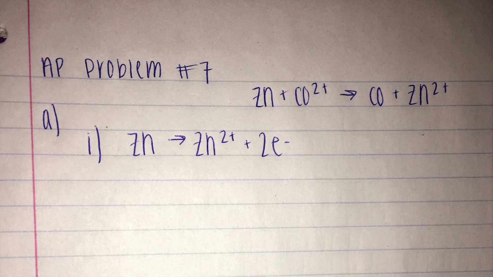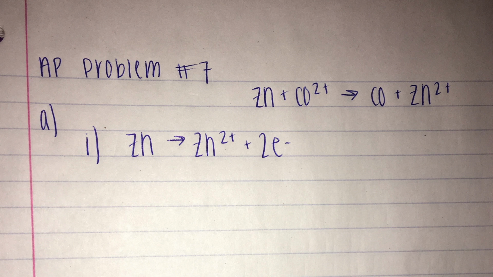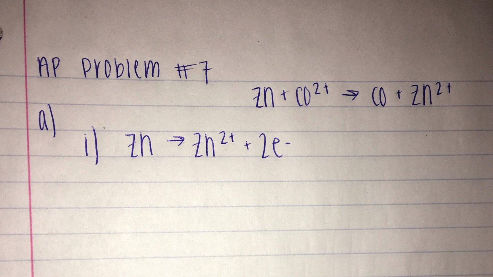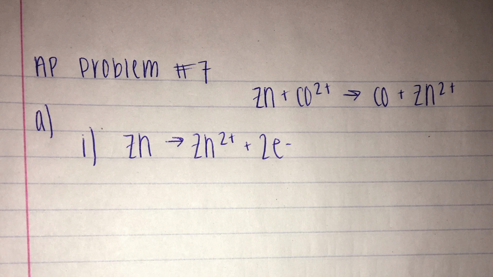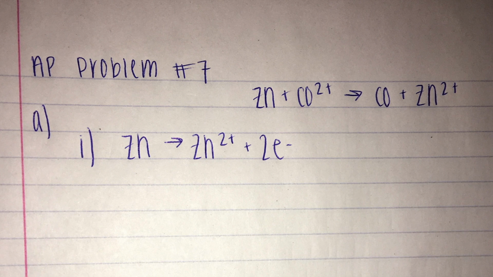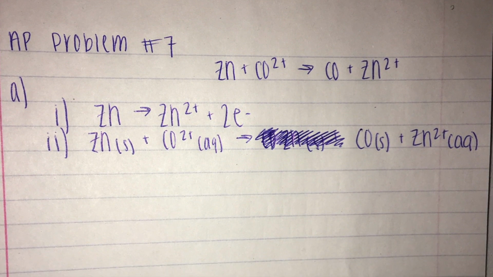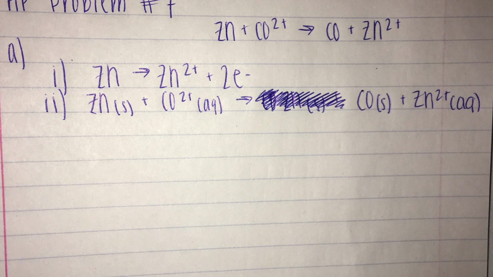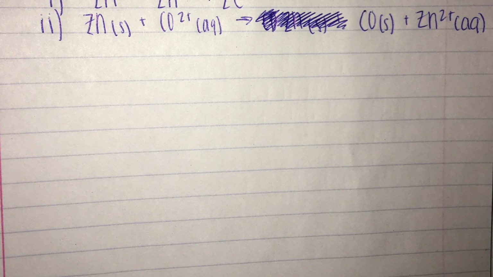The balanced oxidation half reaction is zinc solid forms zinc 2 plus ions plus 2 electrons. Cobalt 2 plus ions gain 2 electrons to form solid cobalt. So solid zinc loses 2 electrons and becomes zinc 2 plus ions. So the balanced net ionic equation for the overall reaction is solid zinc plus cobalt 2 plus aqueous yields solid cobalt plus zinc 2 plus aqueous.